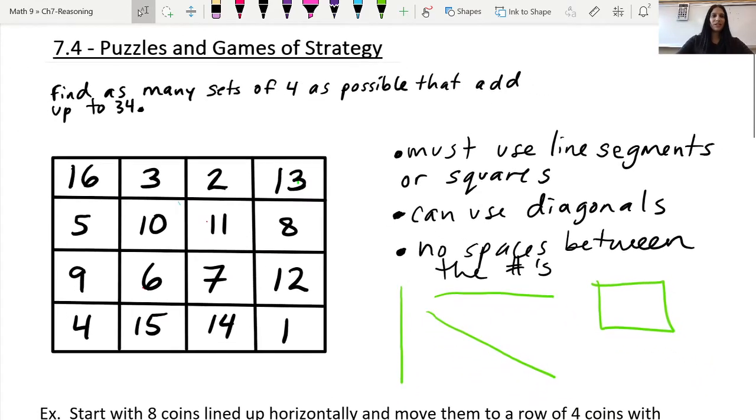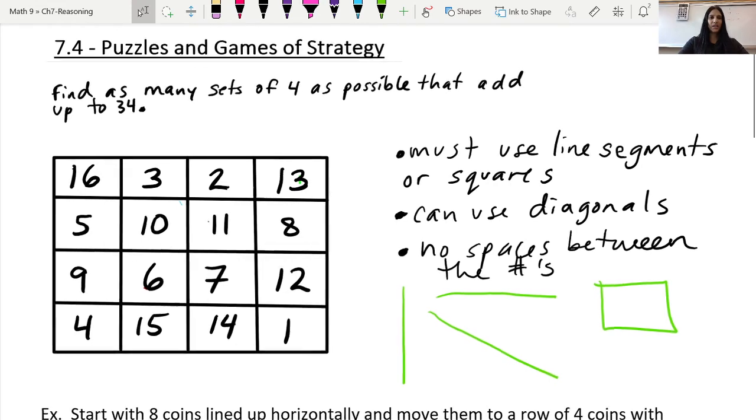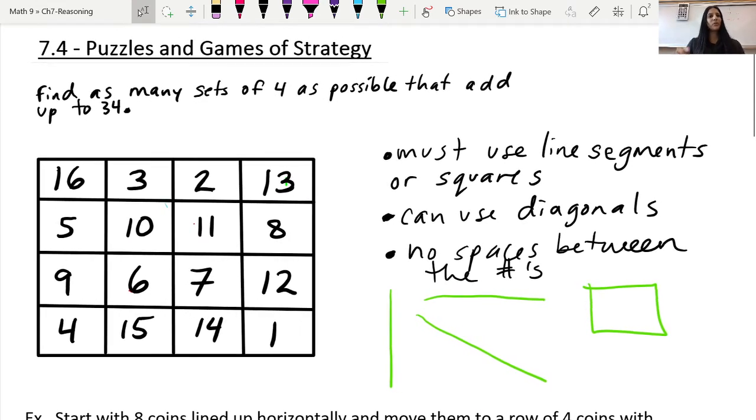We have a fun one today and it's going to be pretty quick. It's 7.4 puzzles and games of strategy, so I think in many ways it's not even going to feel like homework of any sort.